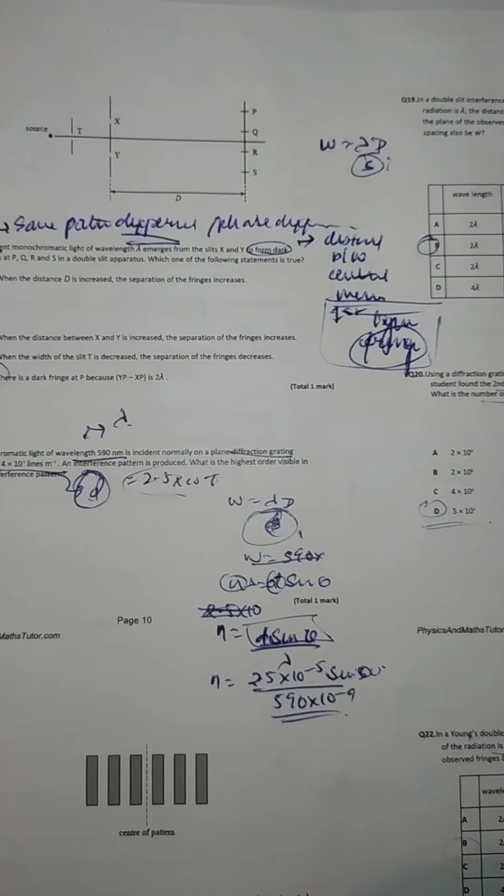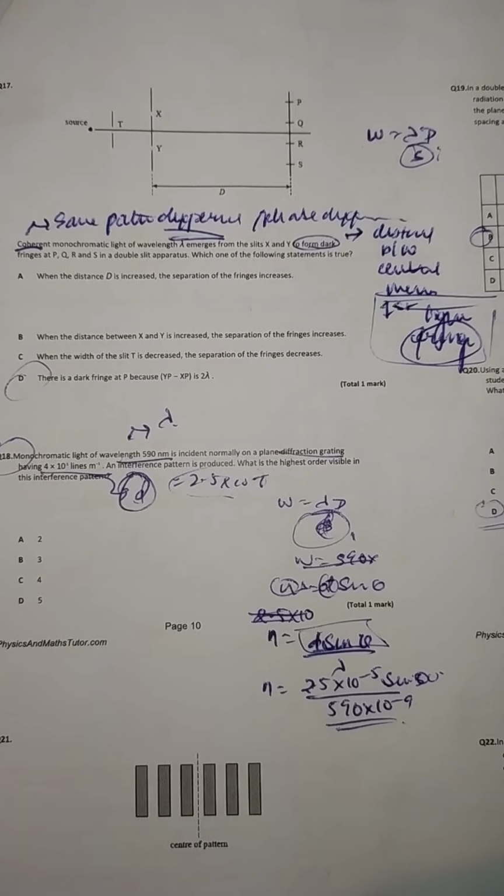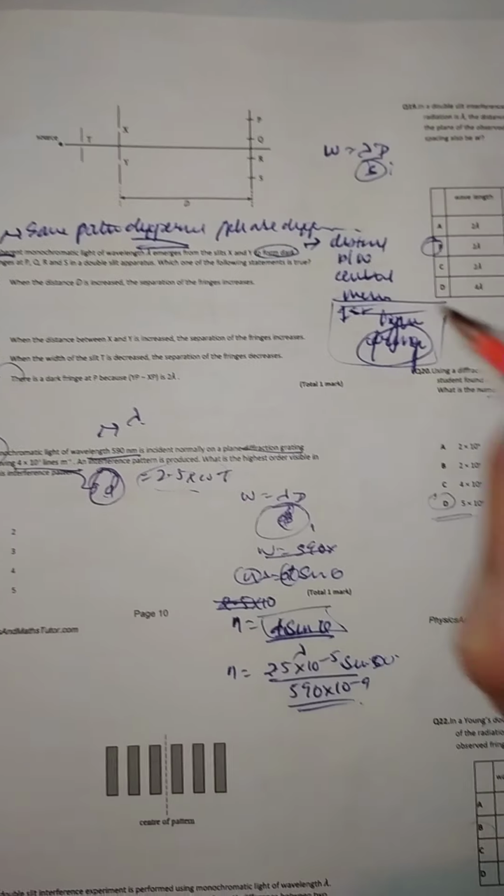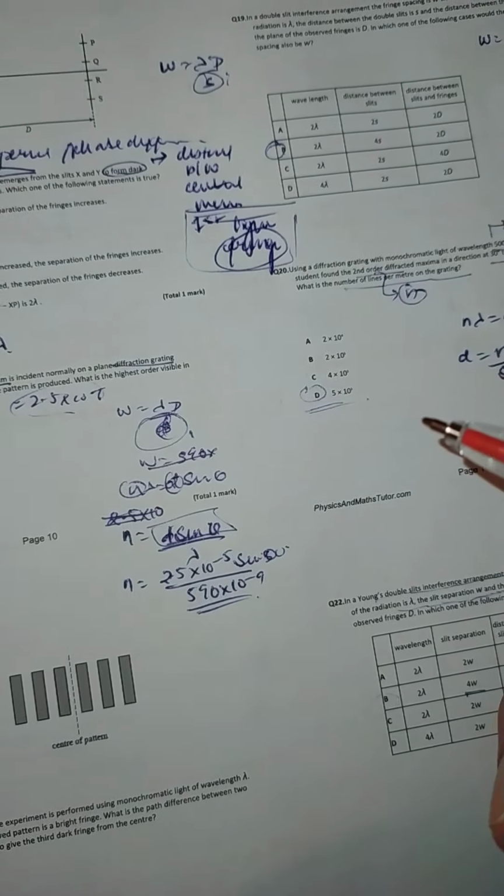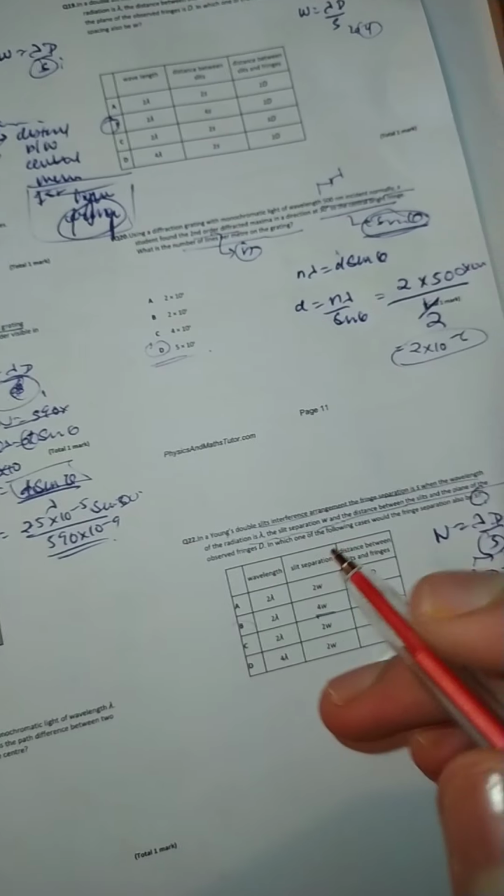These questions I will read in detail to you in a later video. Question 17 should have given you the answer of A. Question 18 should have given you the answer of C. Question 19 should have given you the answer of B. Well done. Question 20 should have given you the answer of D.